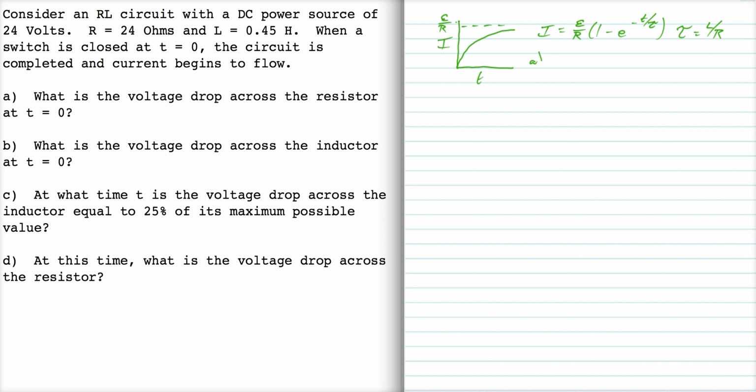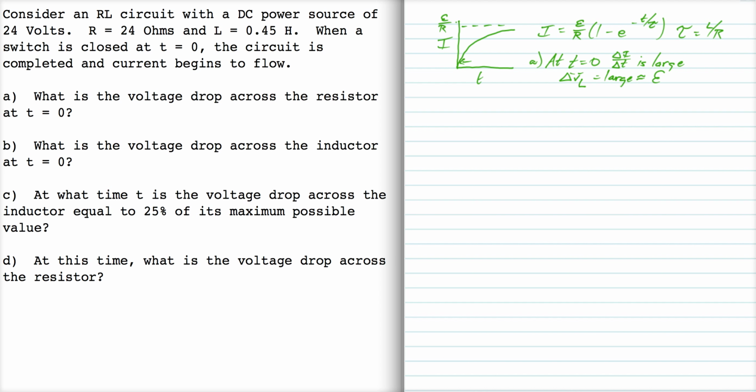Now for part A, at t equals 0, what's the voltage drop across the resistor? Well, at t equals 0, we can look at this in two ways. If you notice over here, when t is very small, the slope, delta I over delta t, is large. And that means that the voltage drop across the inductor is going to be large. It's going to be about equal to the EMF of the battery.